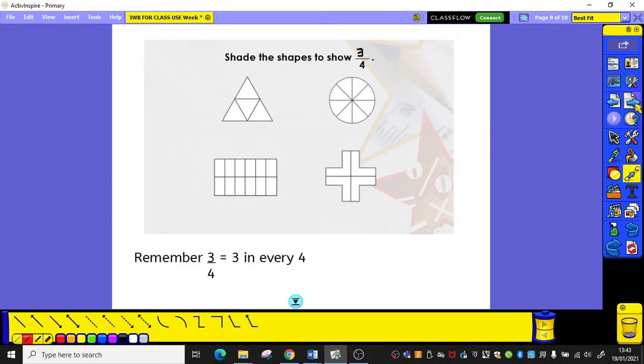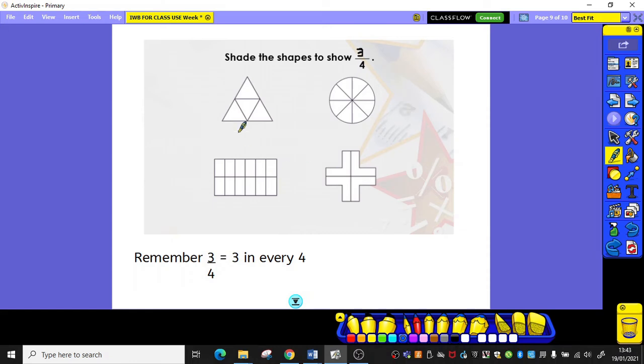Now, some of you, not so much the bronze and sapphire challenges, but I still think it's good for you to watch this, would need to be showing 3/4 on lots of shapes as well. Now, sapphire and bronze, you will have one like this where actually we know that 3/4 is going to be 1/4, 2/4, 3/4. 3 for every 4.